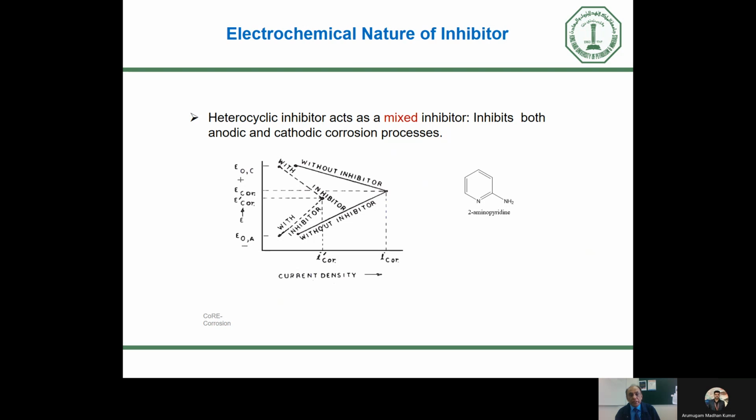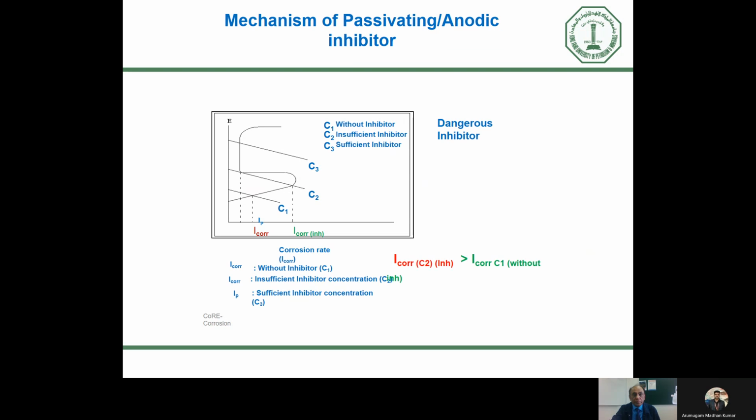In this category, heterocyclic compounds play a very important role as mixed type inhibitors. Heterocyclic inhibitors are cyclic compounds in which at least one heteroatom is present in the ring. Here I have drawn this structure, 2-aminopyridine. In this cyclic structure, one nitrogen is present as a heteroatom. These kinds of inhibitors are very good. They are adsorbed on the metal surface on both the anodic and cathodic sides, and they prevent corrosion.